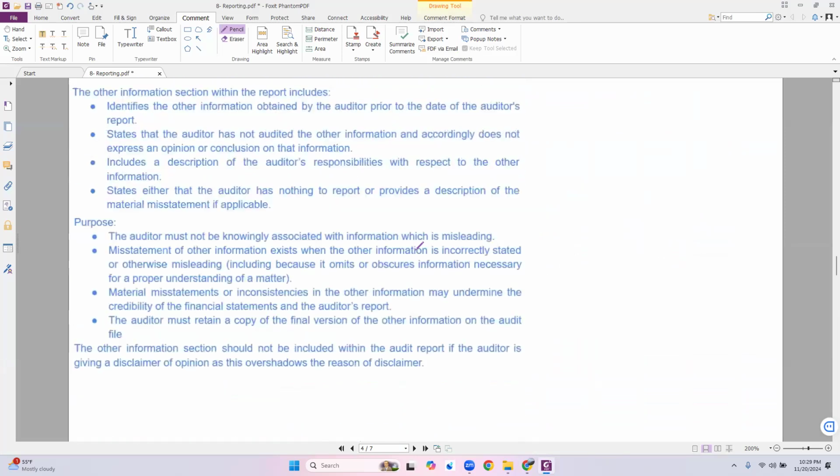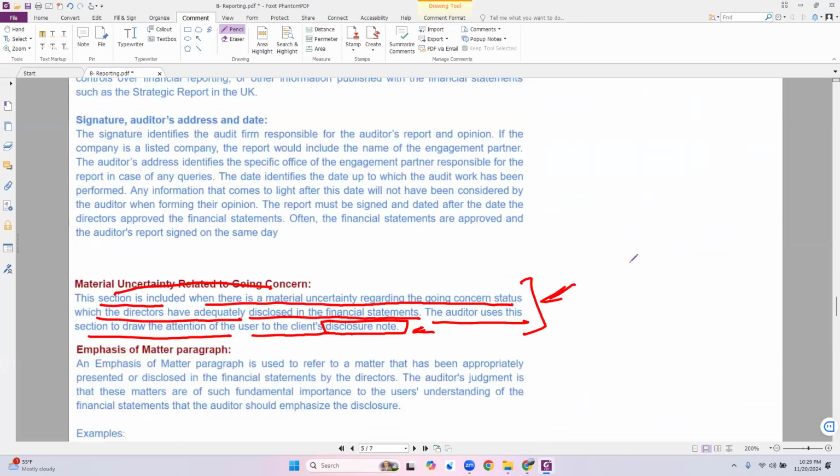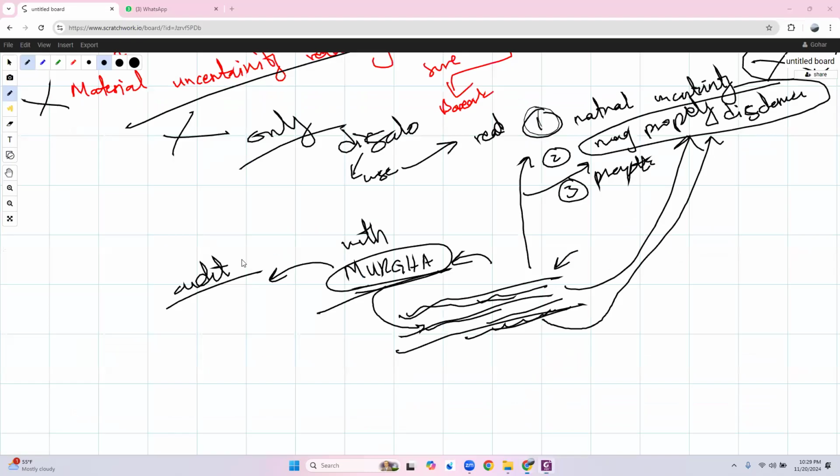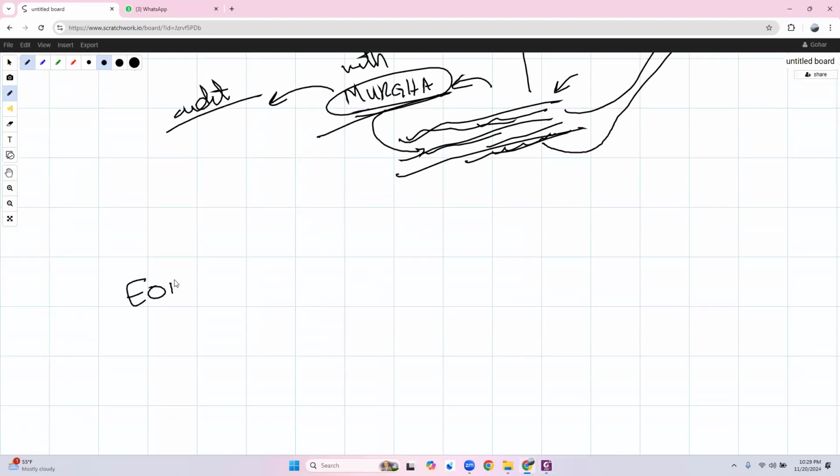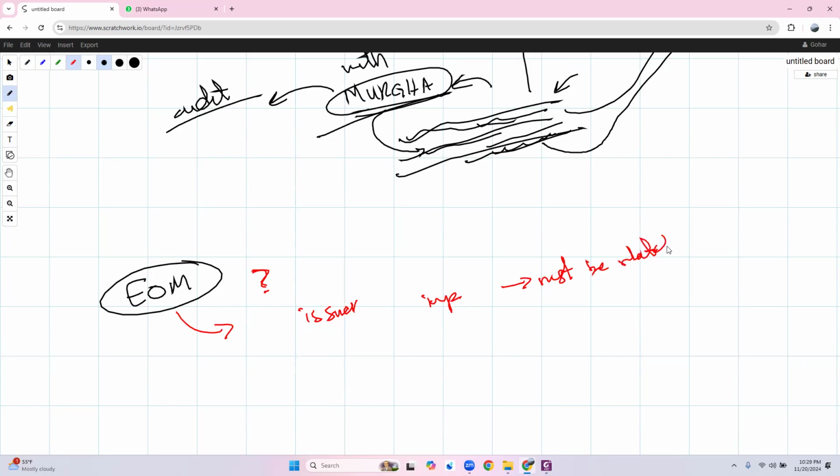Now let's come towards the second paragraph. That was known as the EOM paragraph, emphasis of matter paragraph. What is an emphasis of matter paragraph? That is another very big question. So now remember this as well. Whenever there is an issue with the financial statements or an important figure, but the condition is it must be related to the financial statements and it has been properly disclosed. Must be related with, sorry, apologies, let me rewrite it.